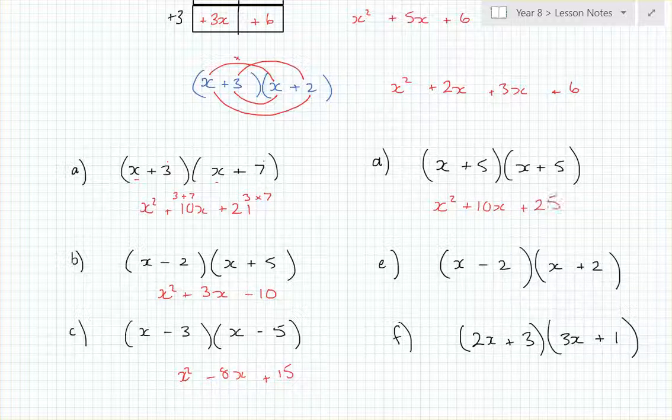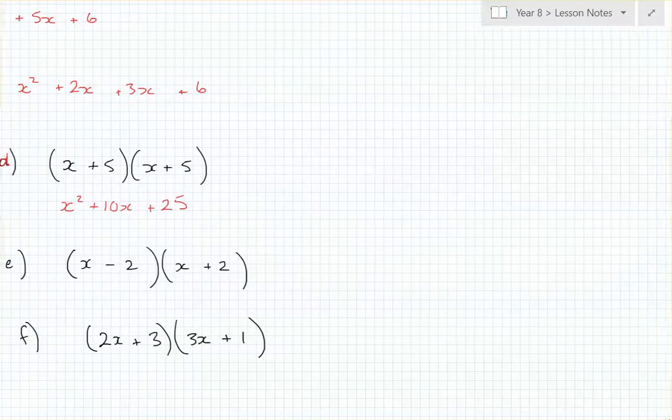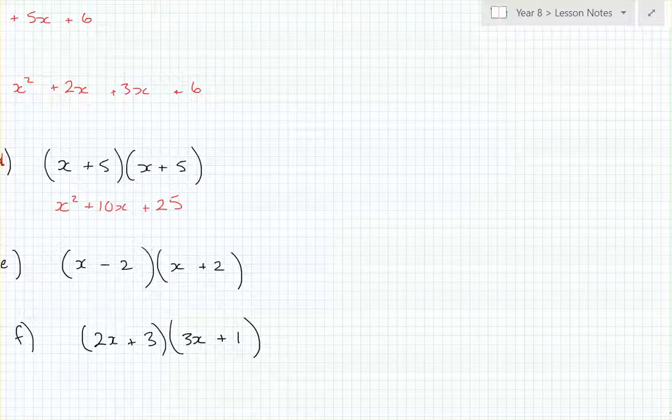Now, I want to add something to this one. Okay? This one here, D, not A2 as Sushi was calling it. D, I would like you to recognise that. Well, actually, you tell me, is there any other way of writing, using the brackets, x plus 5 times x plus 5? Here. x plus 5 squared. Yes. Right? x plus 5 squared.